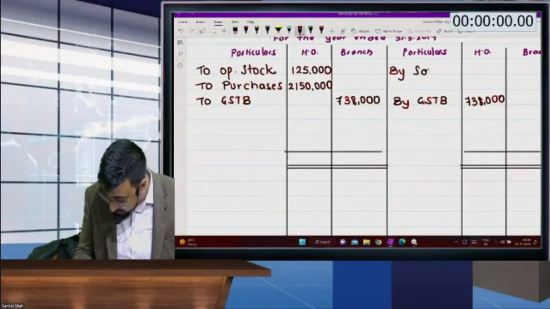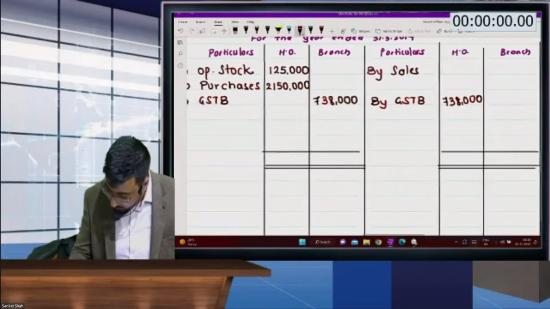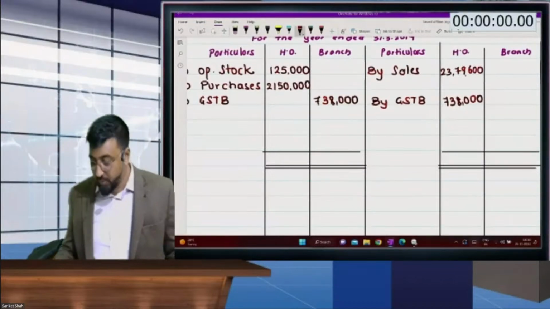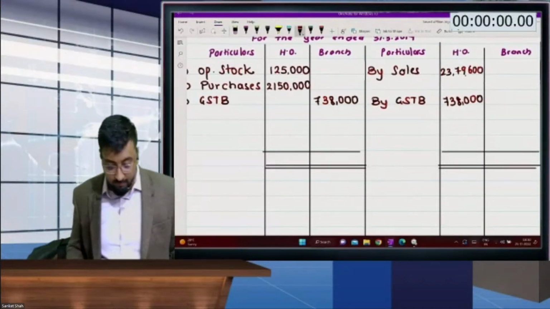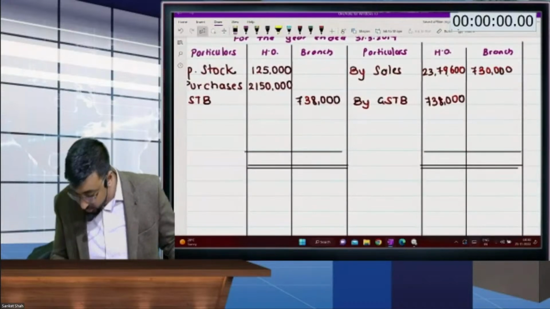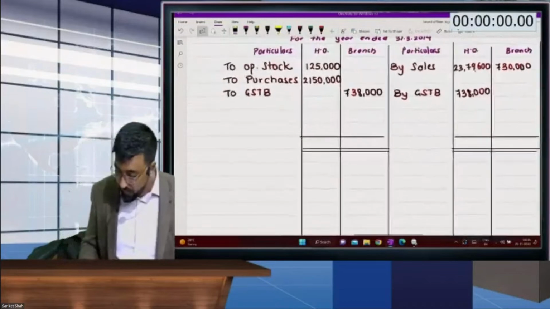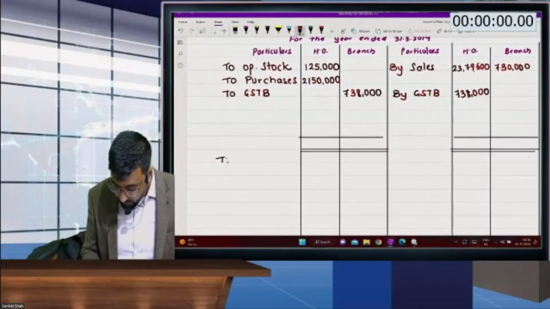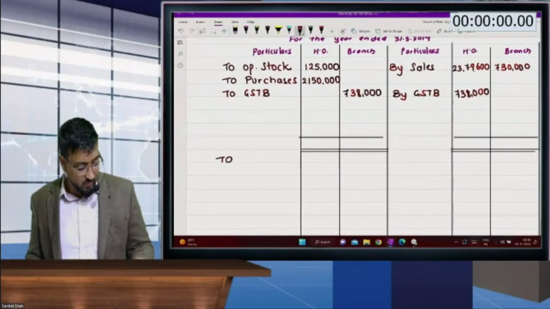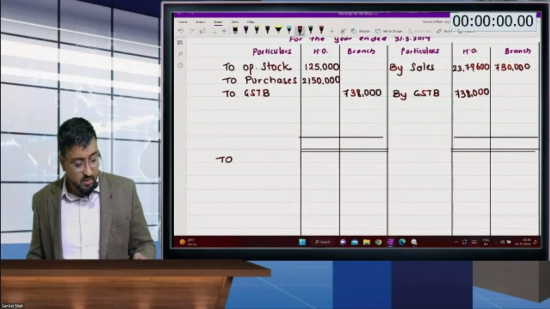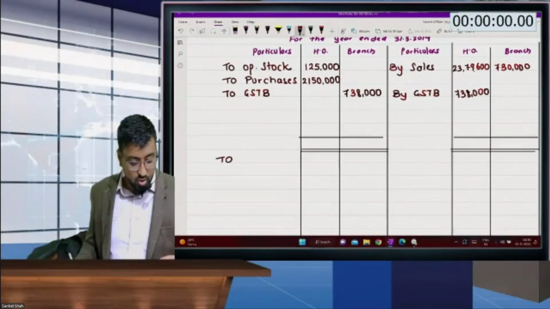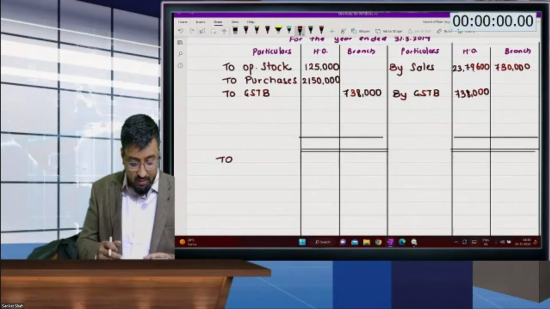By sales, 23,79,600 and 7,30,000. Easy? Beta, it's a very simple question. What is new in this? Closing stock is a balancing figure. Okay, closing stock ये balancing figure है, बस इतना ही है.